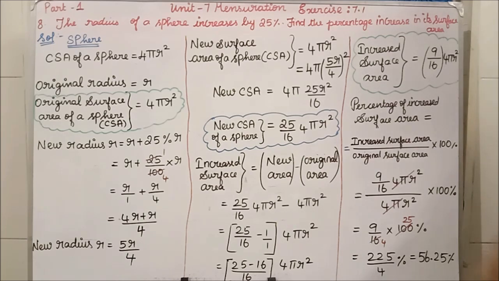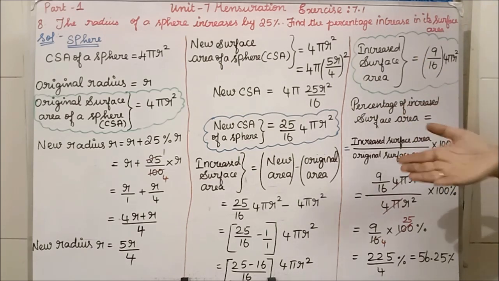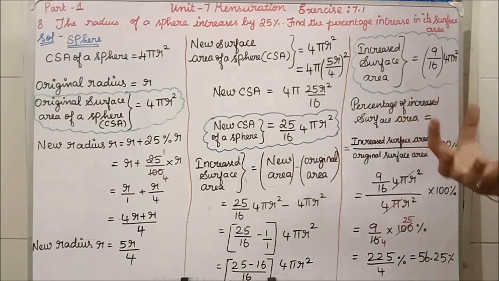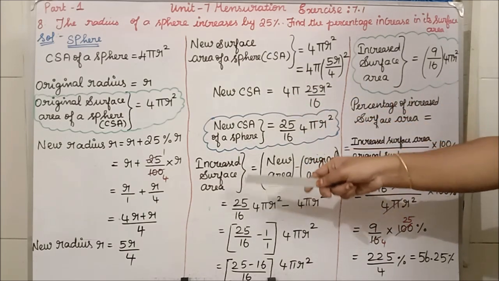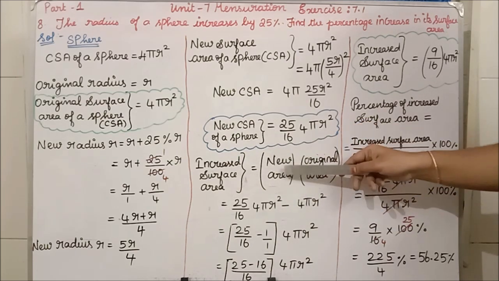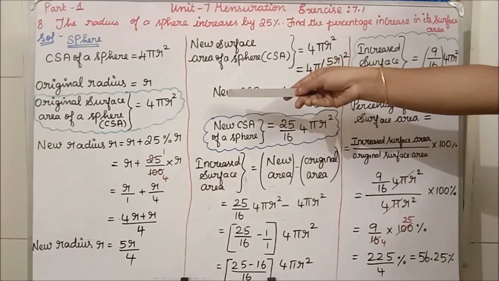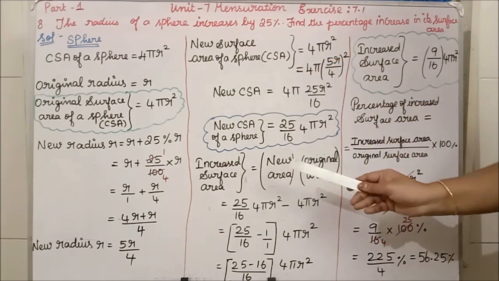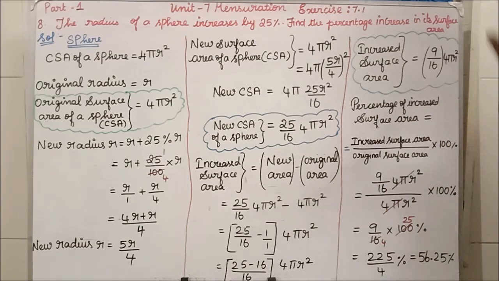Okay, now the increased surface area. First, what have we got? We have got the original radius and original CSA. Then we have got the new radius and new CSA value. Isn't it? Now, how much has it increased? How do you know? Only if you subtract and see how much has increased, you will know. So the increased area is equal to the new curved surface area of the sphere minus the original surface area of the sphere.